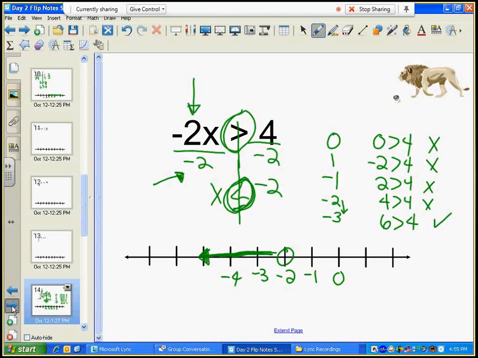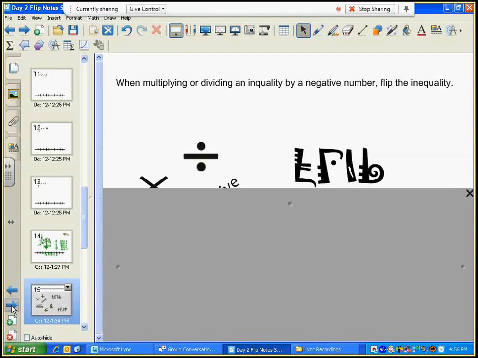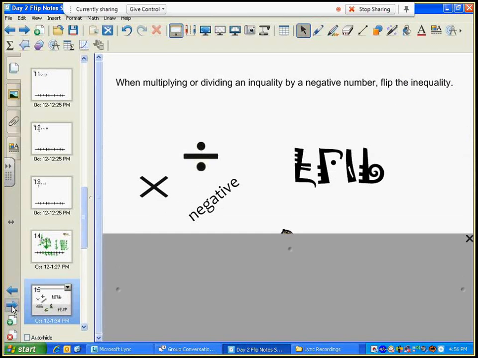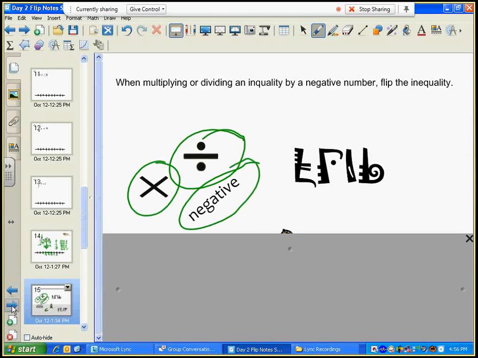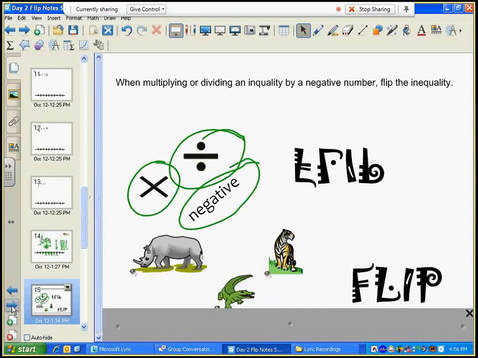So when you're multiplying or dividing an inequality by a negative number, you're going to flip the inequality. When you are multiplying or dividing by a negative number, you are going to flip the inequality. What is that? You know what that is? That's the word flipped. You're going to flip the inequality.